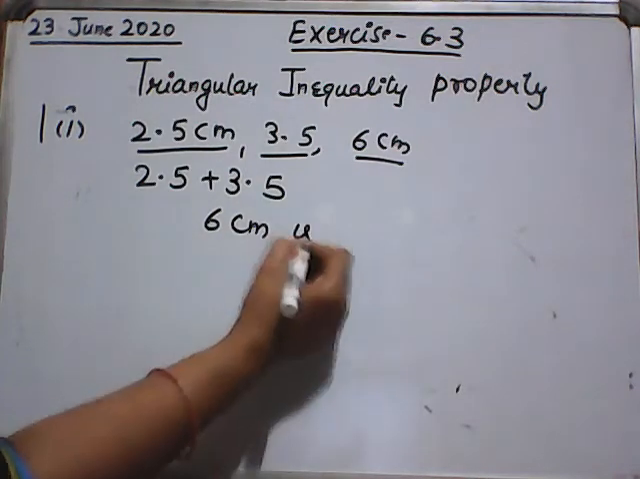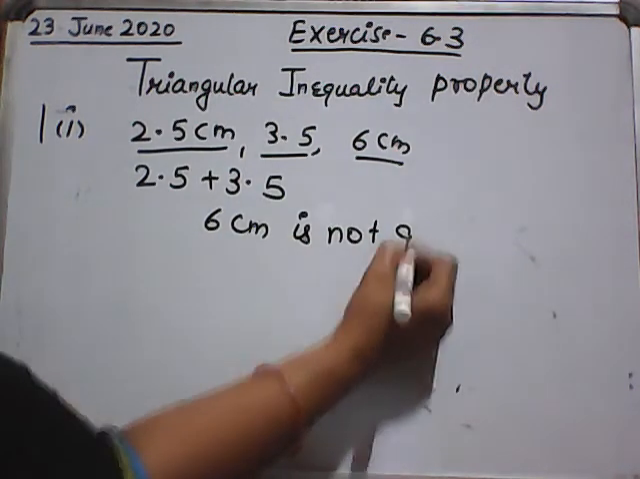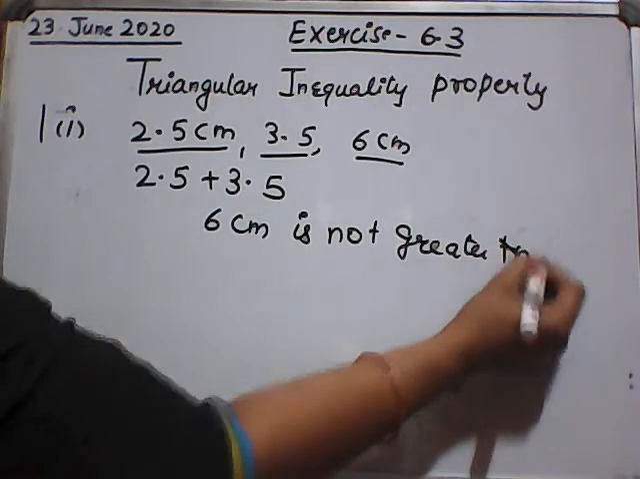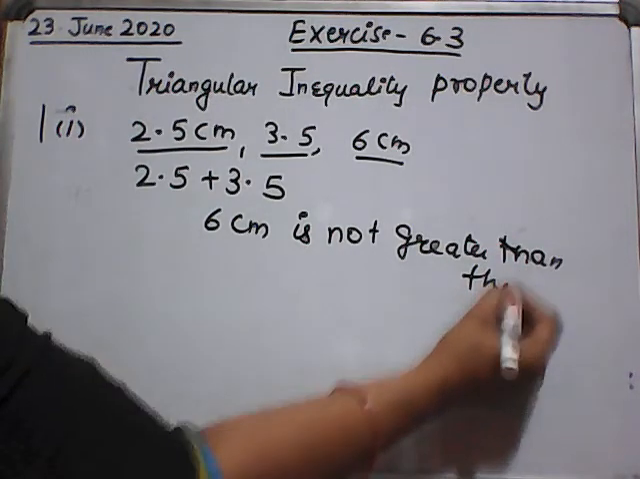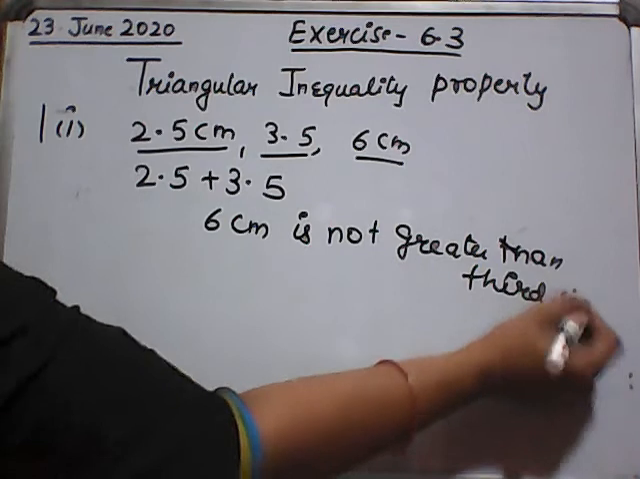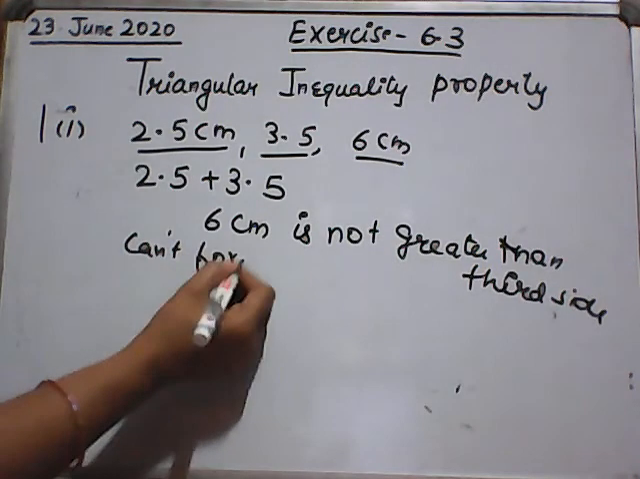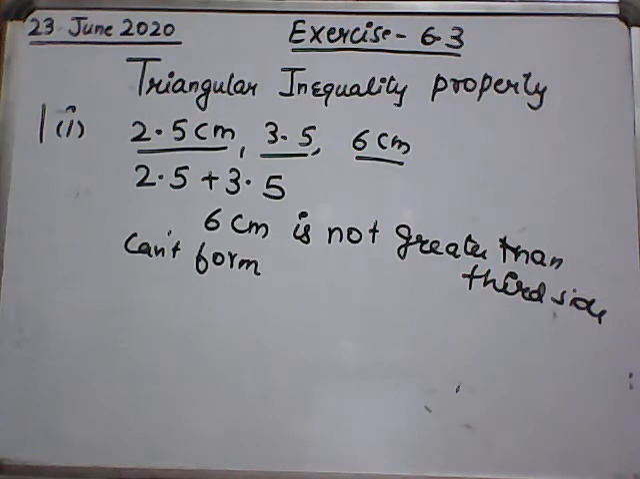It is not greater than the third side. So we cannot form a triangle. We can't form a triangle with the given sides, as this does not satisfy the triangular inequality property.